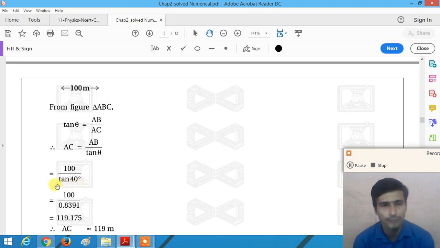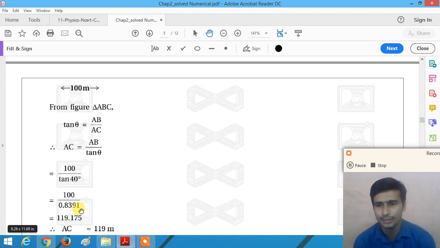Now the value of this tan 40. You know the values of tan 30, tan 45, tan 60, tan 90, right? But you don't know the value of tan 40. How can we calculate the value of tan 40? This value of tan 40 we can calculate from the log table, right? So the value of tan 40 is equal to 0.8391.